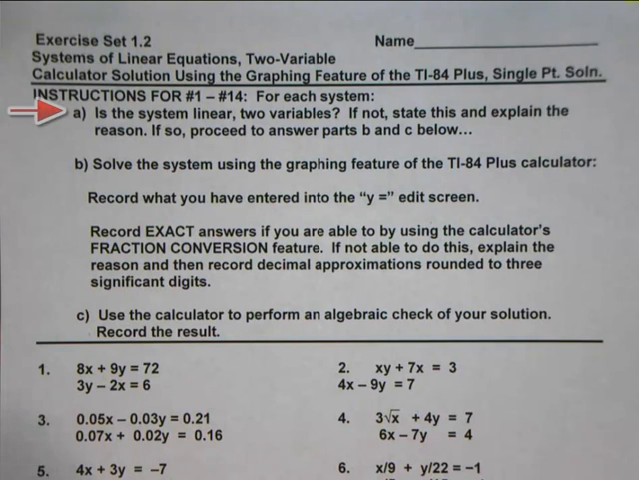The instructions are here. Part A, is the system linear, 2 variables? If not, state this and explain the reason. If so, proceed to answer parts B and C below.